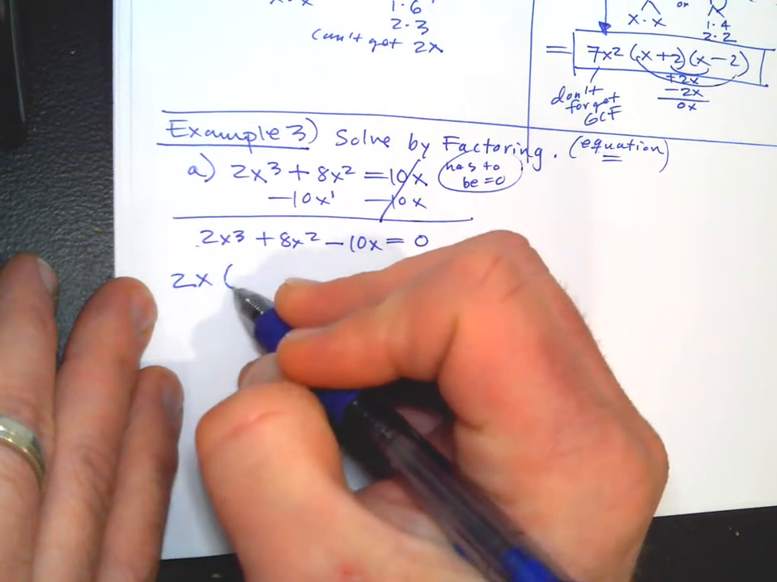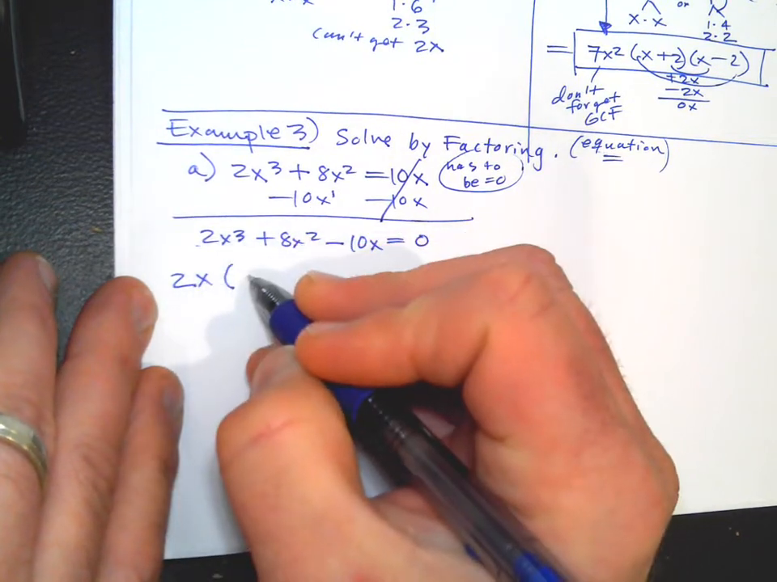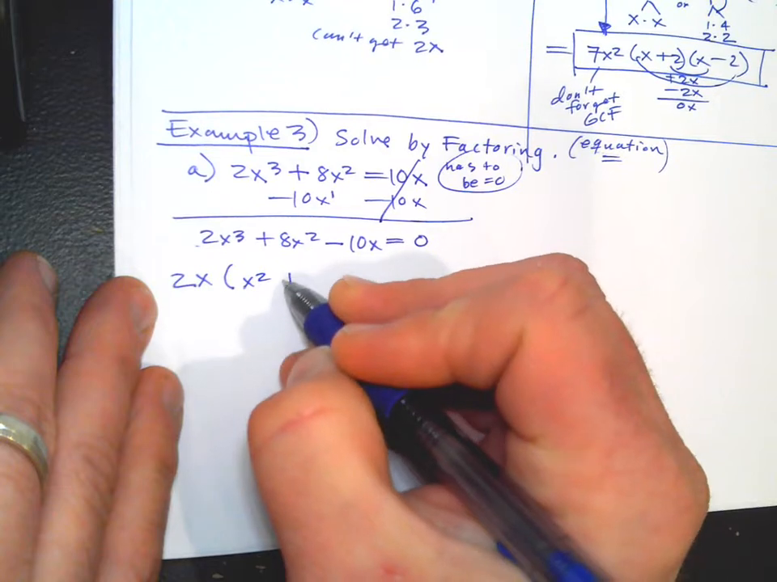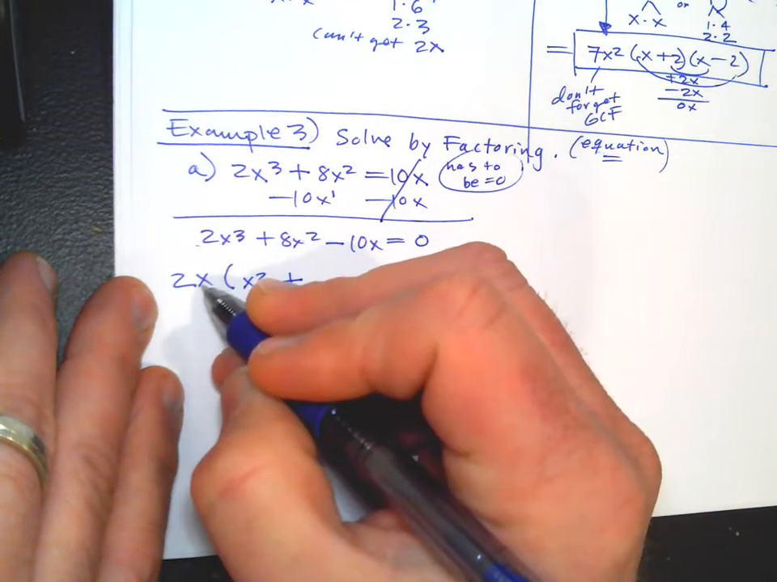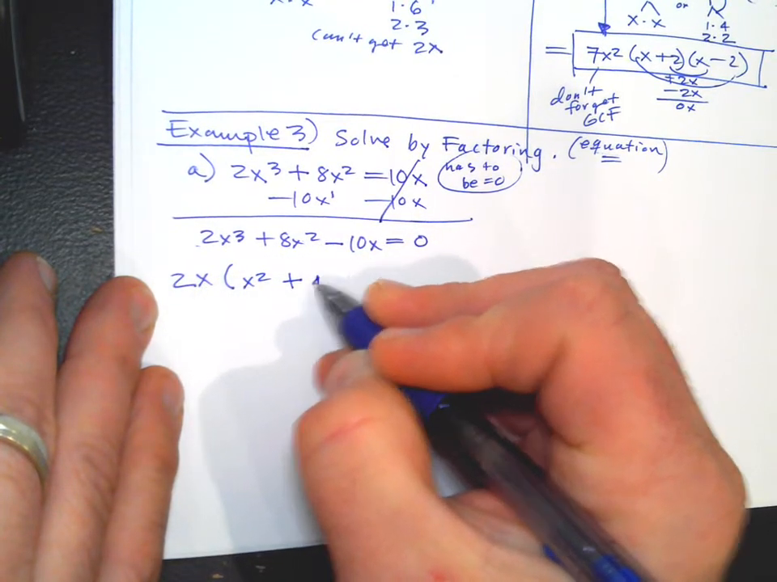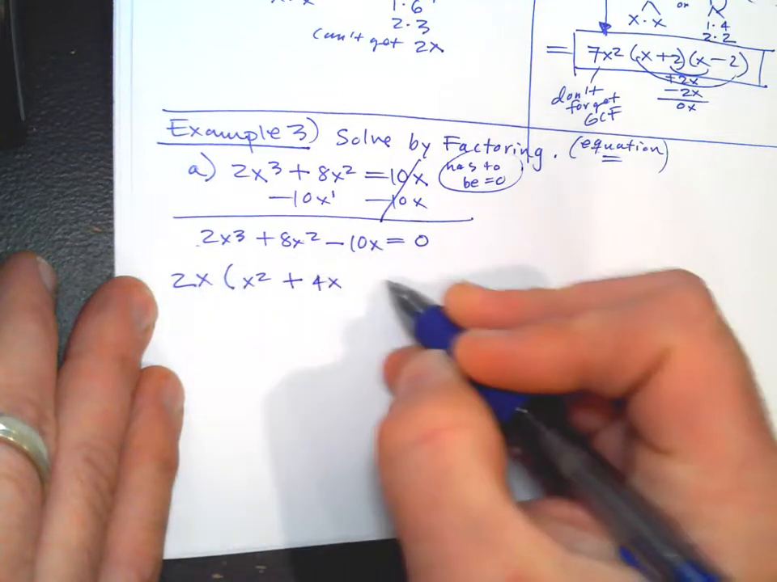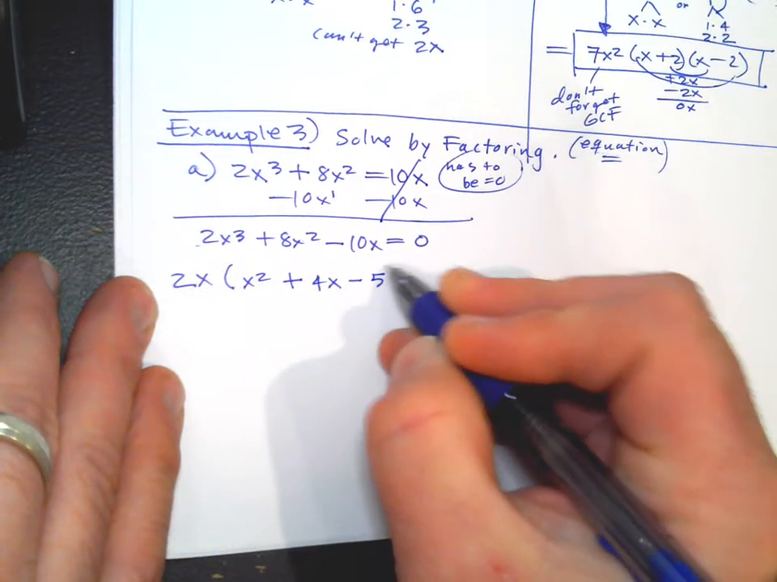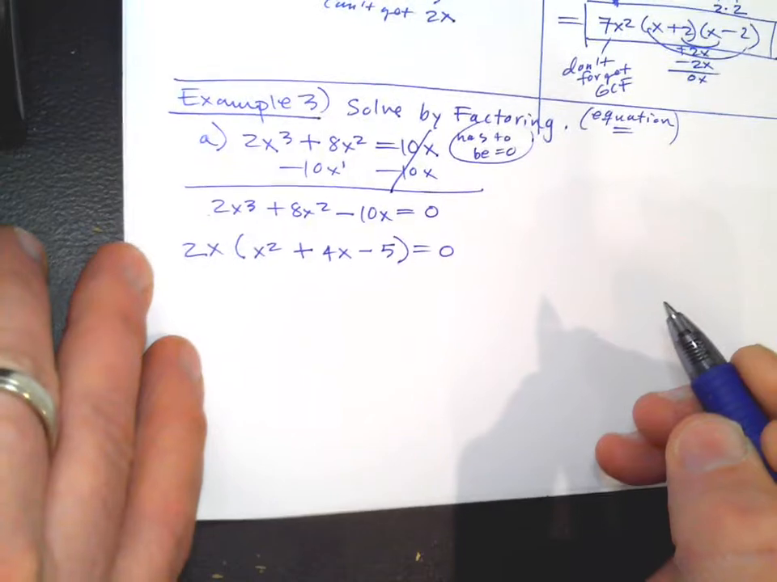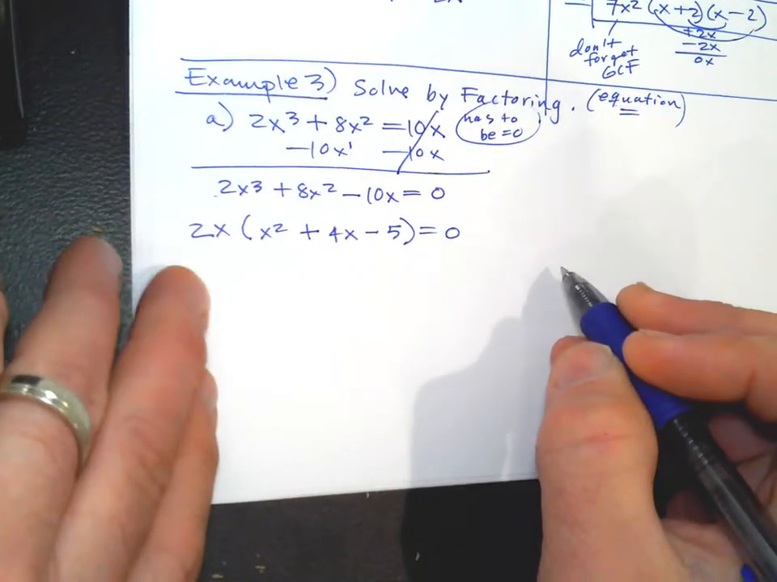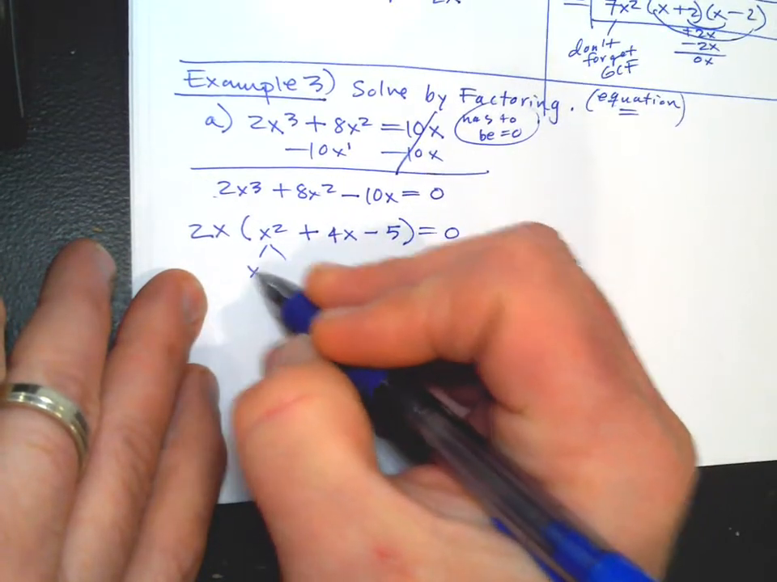And an x. If I divide 2x cubed by 2x, I get x squared, plus 8x squared divided by 2x, I get 4x, minus 10x divided by 2x, I get minus 5. Okay? Can I keep going? Well, let's see if we can factor this.